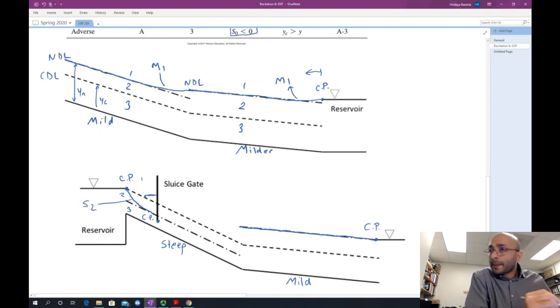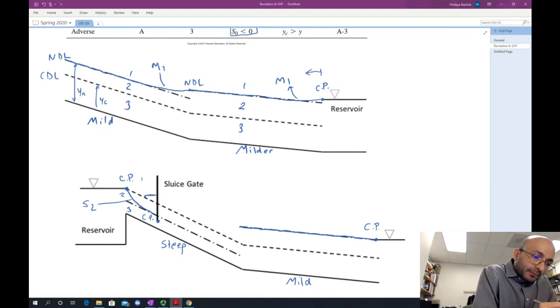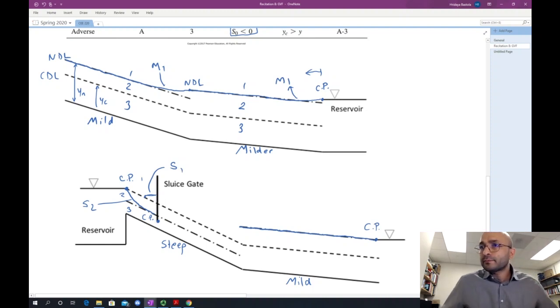S2, and the curve up here is S3. 1. And since here the water goes from supercritical to subcritical, there is going to be a hydraulic jump here. So go ahead, mark your location for your hydraulic jump.